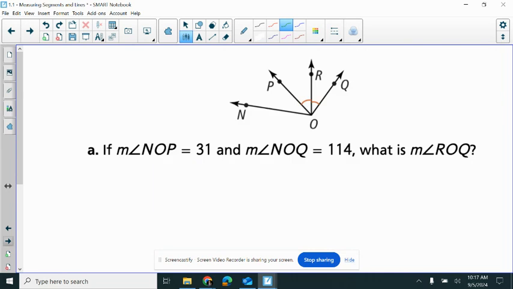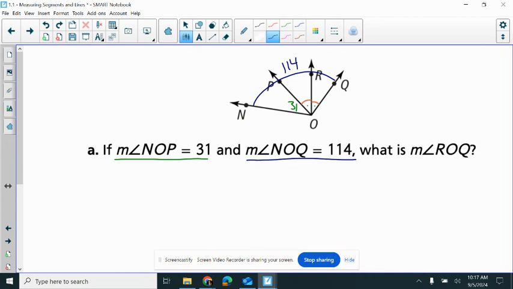Here's another example that would have congruency marks, and we have to use our angle addition postulate to solve it. So I noticed in my picture that these two angles are congruent. I don't know what they are yet, but I know that they're going to be the same. So let's add the other information. The measure of angle NOP is 31. So this is 31. The measure of angle NOQ is 114. NOQ, so that's all three angles together, so I'm going to do a big arc.